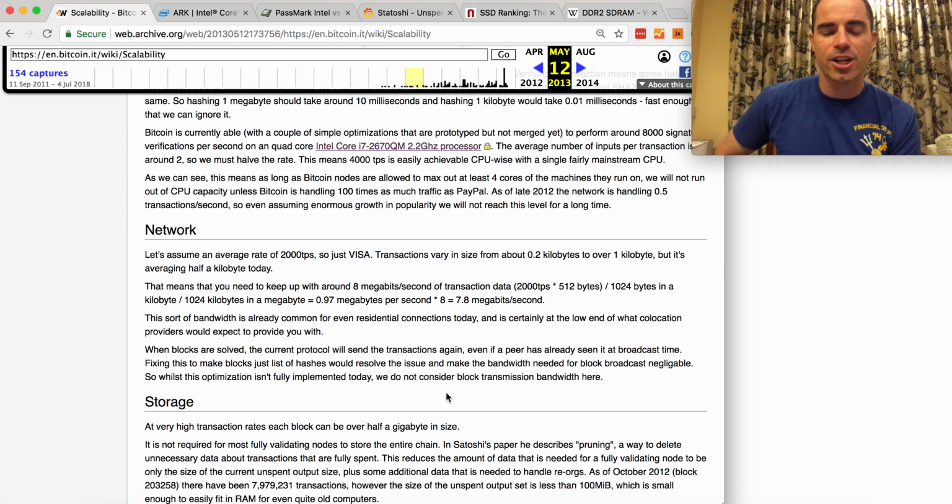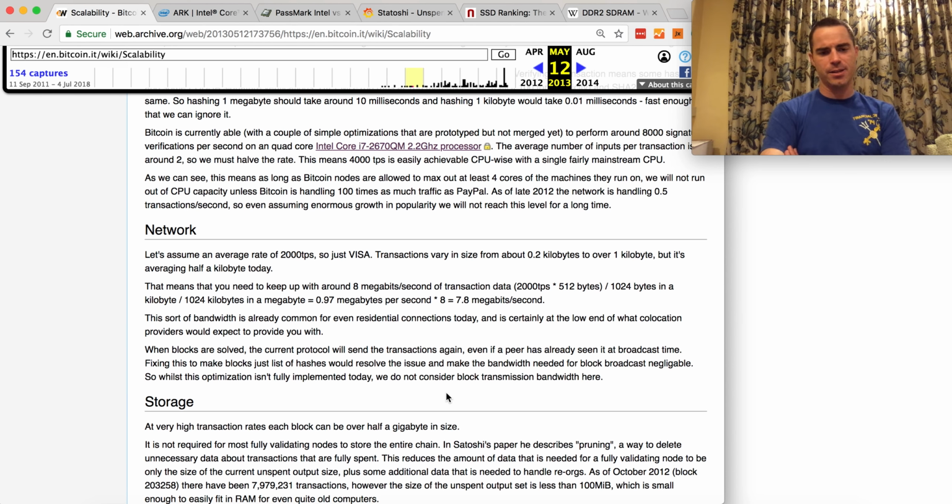When blocks are solved, the current protocol will send the transaction again, even if a peer has already seen it at broadcast time. Fixing this to make blocks just a list of hashes would resolve the issue and make the bandwidth needed for block broadcast negligible. So they were writing this back in 2013. What they're talking about there already exists and has been implemented in Bitcoin Unlimited, Bitcoin ABC, Bitcoin Core. They all have it. It's ultra thin block or extreme thin blocks, and I think they call it fast blocks on Bitcoin Core. But anyhow, that's all been implemented, so they don't have to rebroadcast the block again when a block is found.